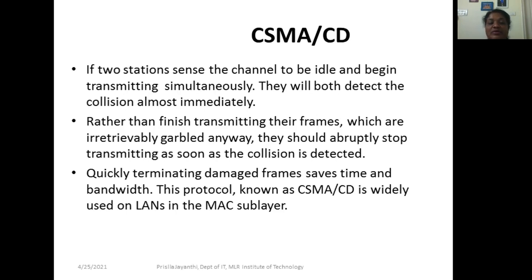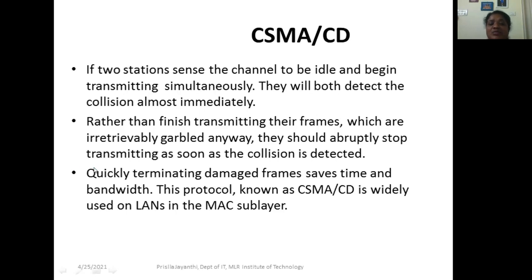That is a good example of carrier sense multiple access wherein collision detection takes place. Here, both stations will detect the collision immediately. And then, rather than finish transmitting the frames, which are garbled anyway, they should abruptly stop transmitting as soon as a collision is detected.